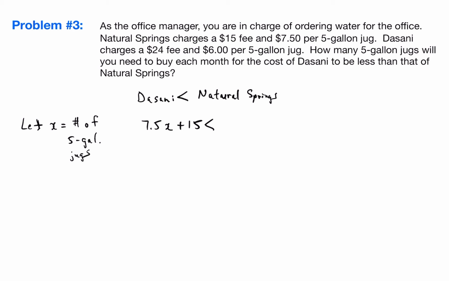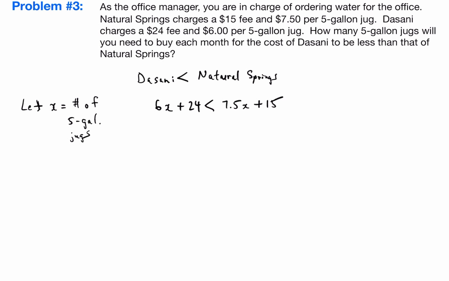Dasani, I was looking at the wrong numbers here. Dasani charges a $24 fee and $6 per 5-gallon jug. So this should be $6 and a $24 fee. So let me go ahead and adjust that. All right, so this is going to be 6X plus 24. And Natural Springs was what we put together, and that was $7.50 per 5-gallon jug plus a $15 fee.